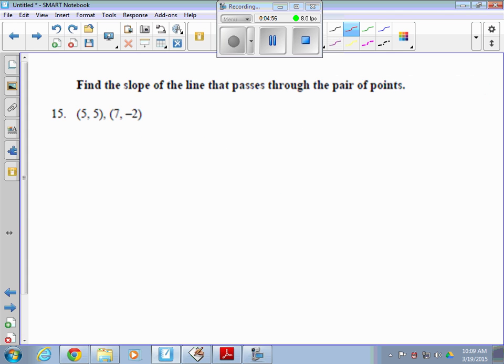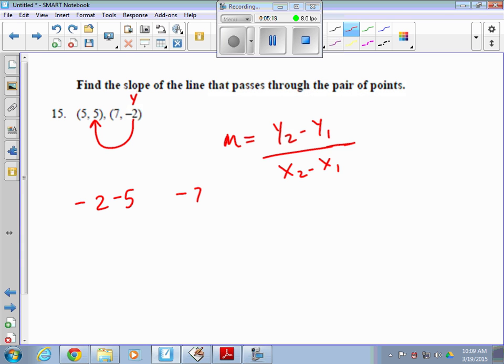Number 15 says to find the slope. We know the slope formula is the change of y sub 2 minus y sub 1, that's the difference, that's why it's subtraction, over the change of x sub 2 minus x sub 1. Again, it's the difference, that's why it's subtraction. Most of us just say, okay, well, this is y sub 2. I know I got to take negative 2 and subtract 5 from it, though. Negative 2 minus 5, we know is negative 7.